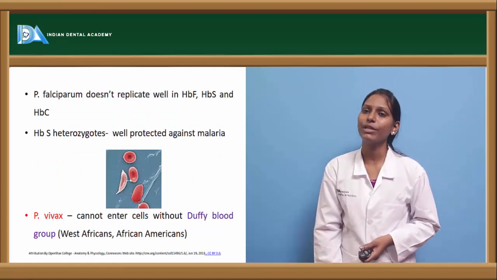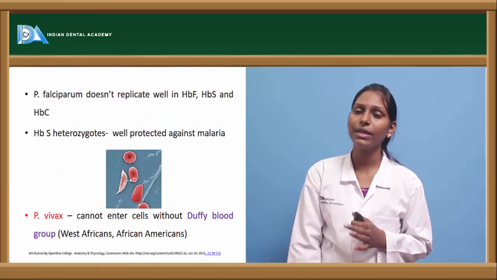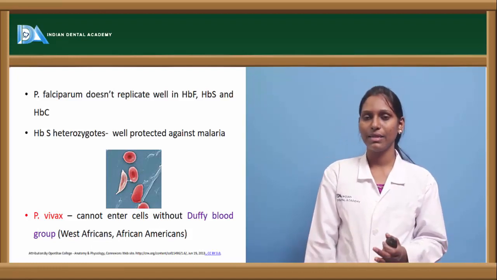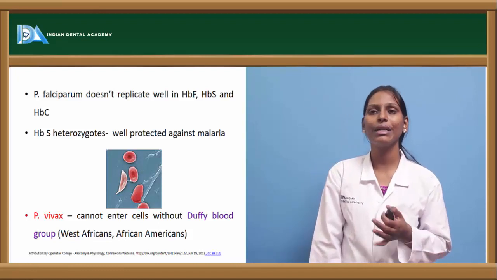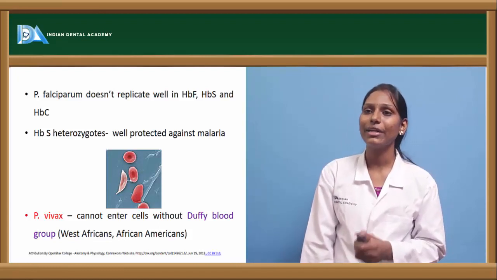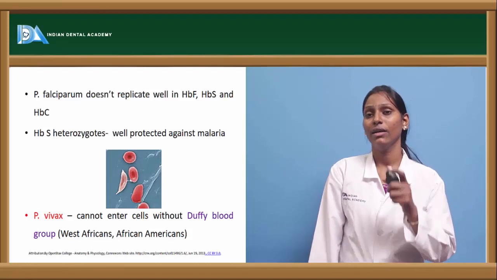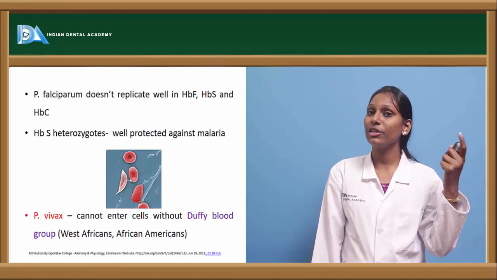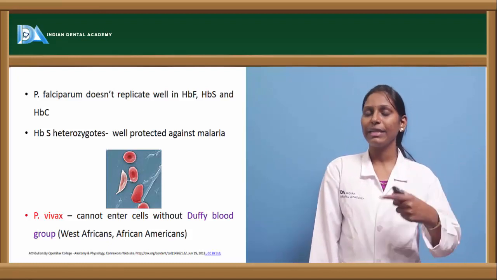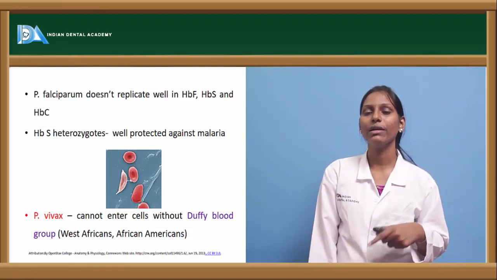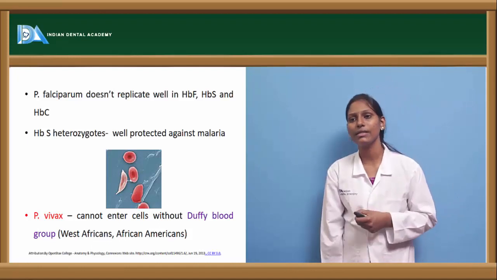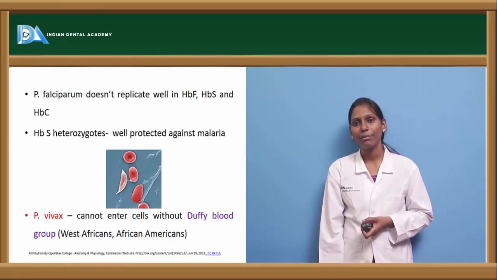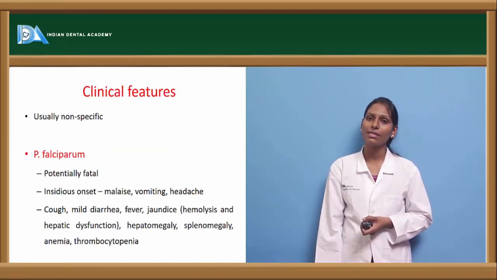Normally, Plasmodium falciparum usually does not replicate well in hemoglobin F, hemoglobin S. Hemoglobin S is nothing but sickle cell hemoglobin. Hemoglobin F is fetal hemoglobin, and hemoglobin C. Hemoglobin S heterozygotes are well protected against malaria. As we already know, sickle cell anemia is more predominantly seen in African countries. In those people, being affected with malaria is usually less. Plasmodium vivax cannot enter cells without a Duffy blood group, especially in Western Africans and African Americans. Usually they are not affected with Plasmodium vivax.